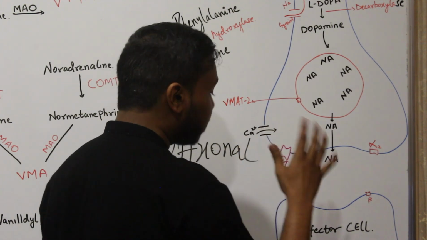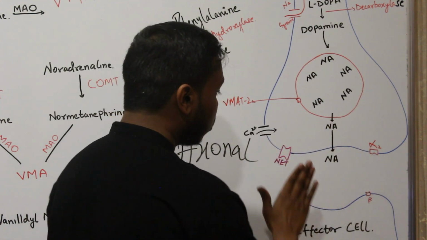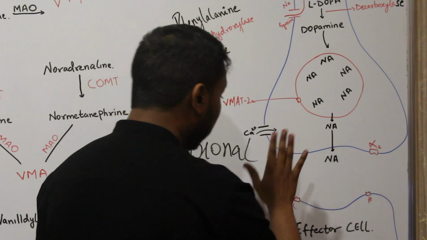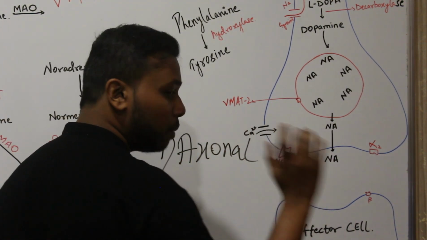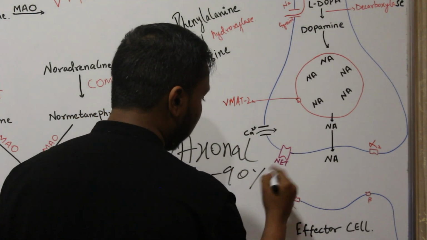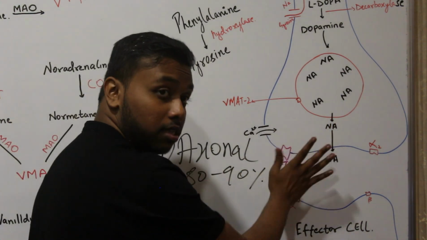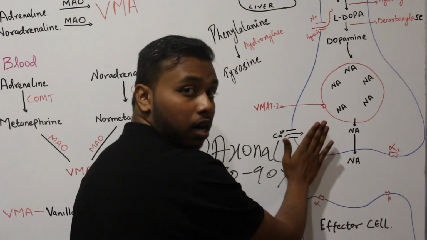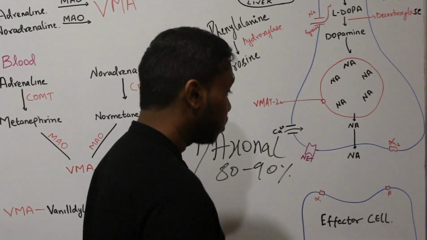So when a person takes cocaine, he has a prolonged sympathetic activity. Why? Because it blocks this channel. Why is this channel mainly important? Because this uptake method is very important, because 80 to 90% of adrenaline or noradrenaline which is excreted by an adrenergic neuron is reuptaken by this method. So it's very important. And when cocaine blocks this channel, we can see prolonged sympathetic activity in a person.